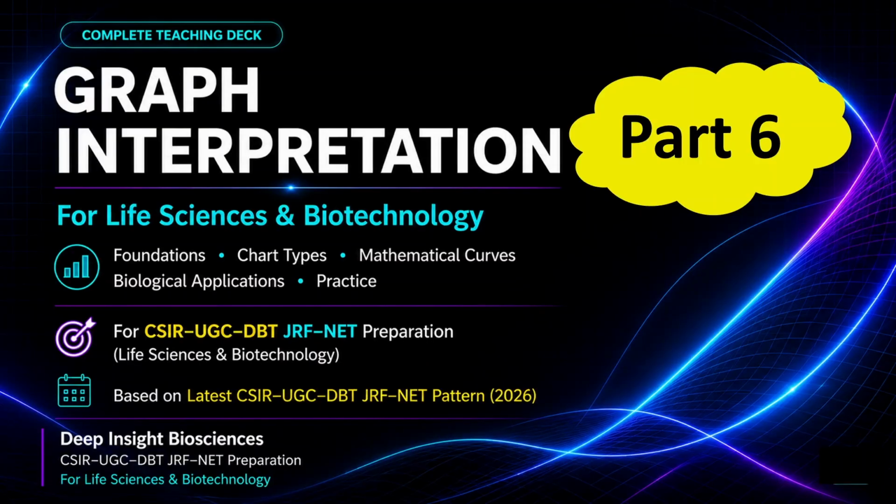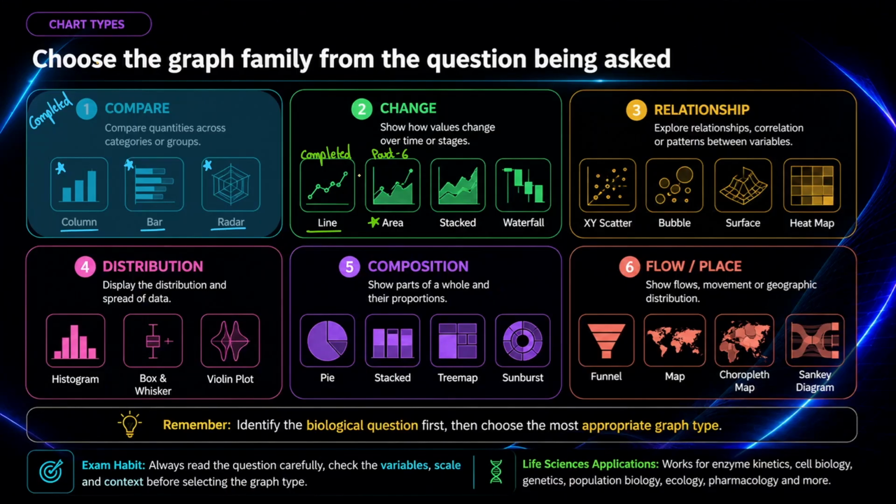In part 6 of graph interpretation, let's uncover what every curve and pattern is trying to tell us. Before moving ahead, let's revisit our graph family roadmap. We have completed the compare family and the line chart from the change family. Now in part 6, we will continue with the area chart.